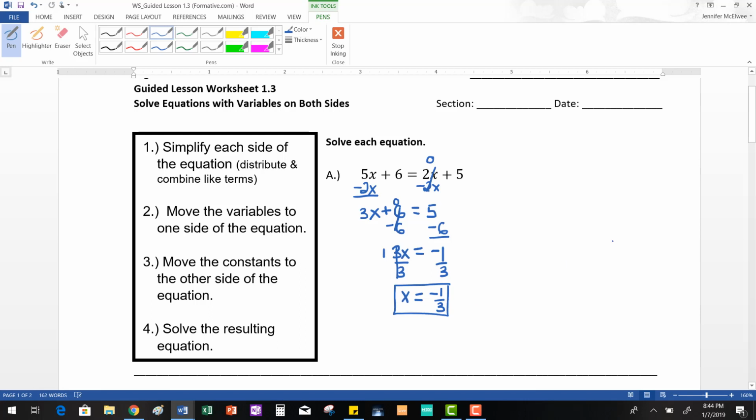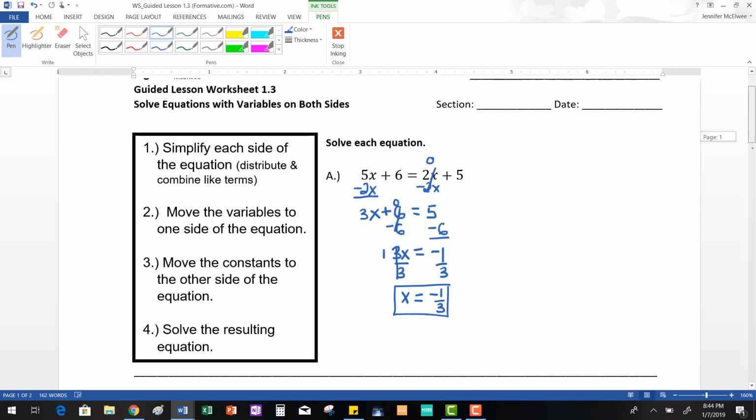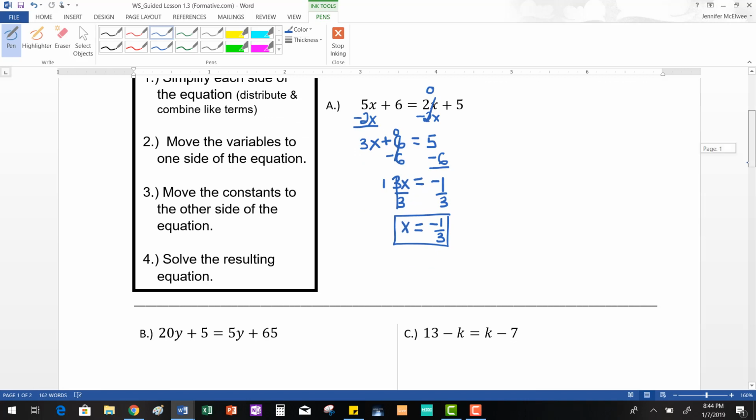Okay, so that's our first problem. I'd like to move on to these other examples here.